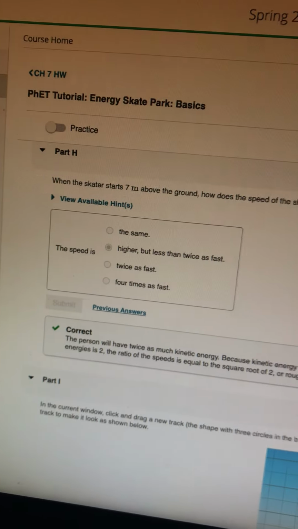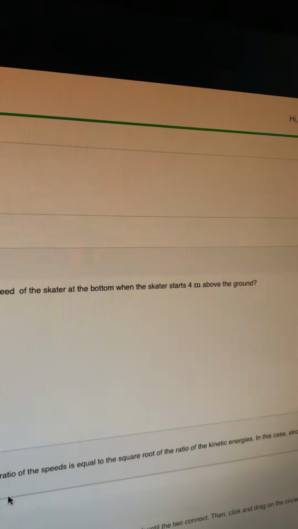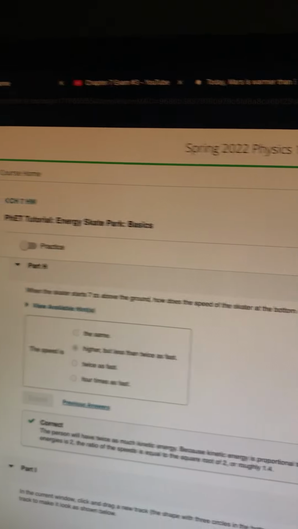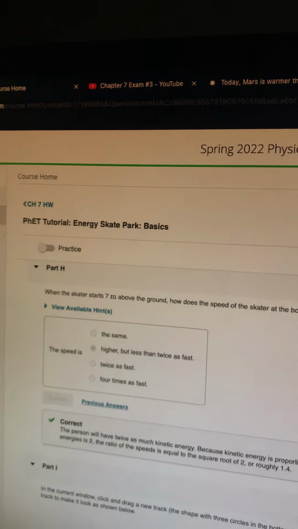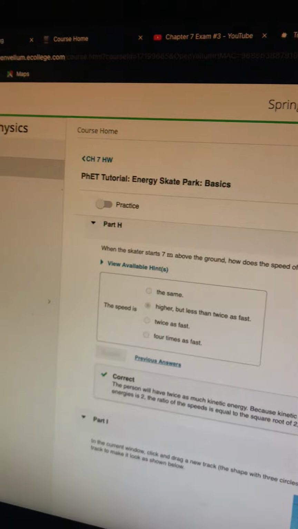Here's how the speed of the skater at the bottom compares when the skater starts 4 meters above the ground. The speed is not exactly going to be double, even though the height is doubled. So 4 meters above the ground means there's a 3 meter dive versus 7 minus 1, that's a 6 meter dive. So it's double the dive, but the speed is not going to be double. It's going to be faster, but not twice that fast. So for H, faster, less than twice, or less than double.